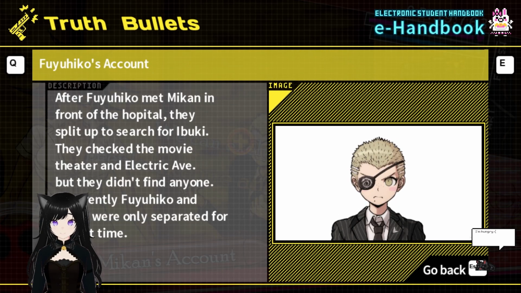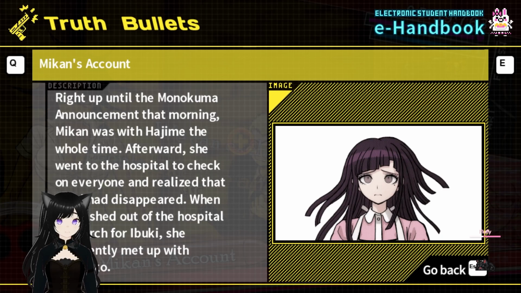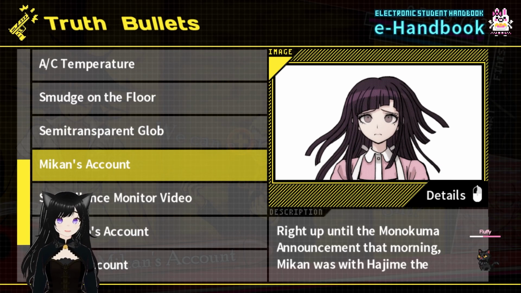Fuyuhiko's account. After Fuyuhiko met Mikan in front of the hospital, they split up to search for Ibuki. They checked the movie theater and Electric Avenue, but they didn't find anyone. Apparently, Fuyuhiko and Mikan were only separated for a short time. But the thing is, that was after she'd already gone to the hospital. So that was well after... That would have given Fuyuhiko plenty of time.